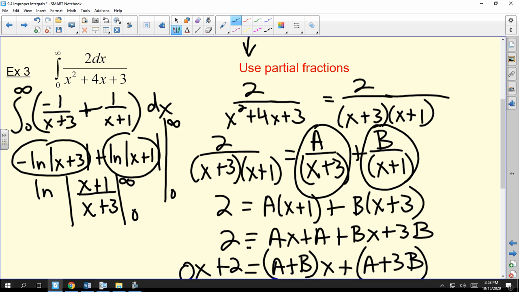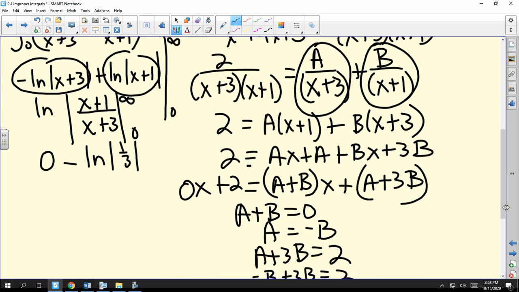So the first term is going to be 0 minus ln of, plug in the 0, I get ln of 1/3. I can drop the absolute value, so that's a positive 1/3. So I get negative ln of 1/3. So that's what this thing converges to. We use the method of partial fractions on that thing, which is in this unit.